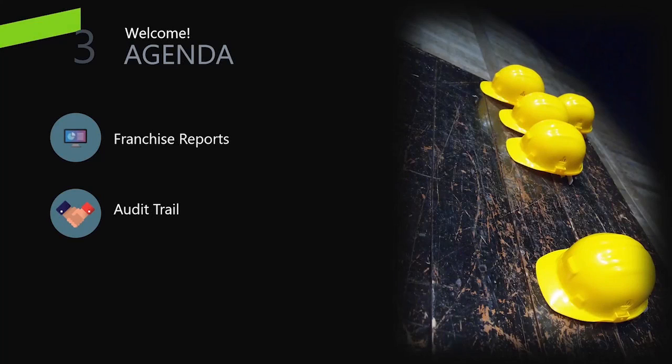To begin, we'll take a look at the agenda for today. We're going to start by taking a look at the franchise reports. We'll take a look at the different types of reports available, the scenarios in which you would use those reports, and how they differ from their non-franchise counterparts. Afterwards, we'll take a look at the job audit trail. This is an upcoming feature for the end of 2021 that will allow you to see the changes made in your system. This will better allow you to understand the changes taking place and who is making those changes.